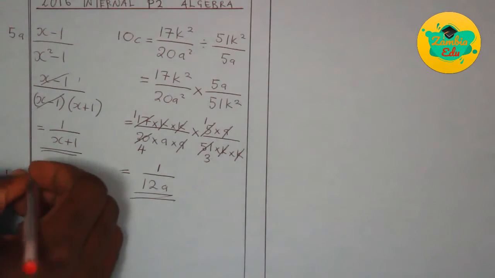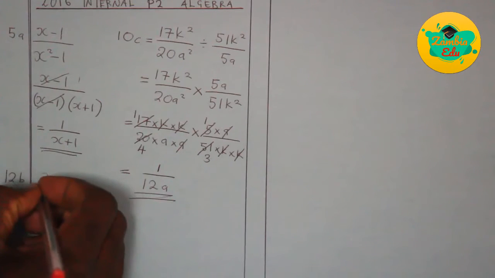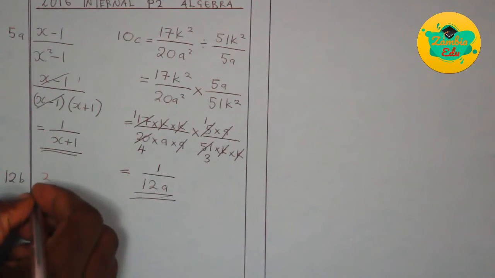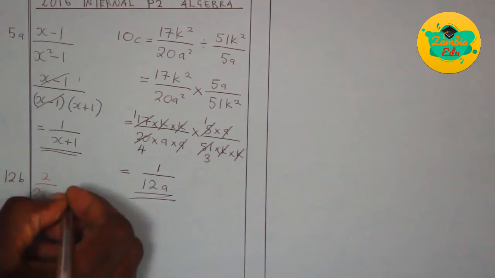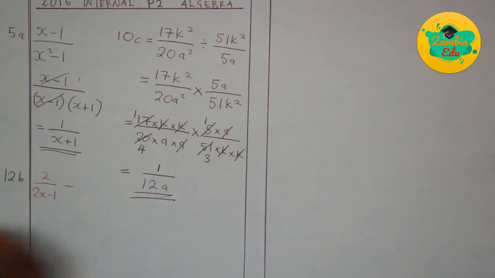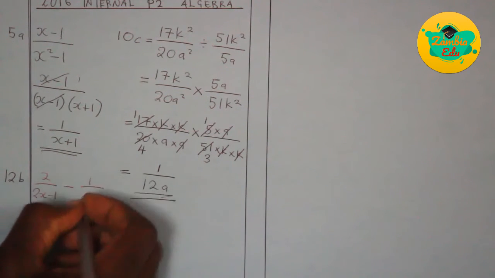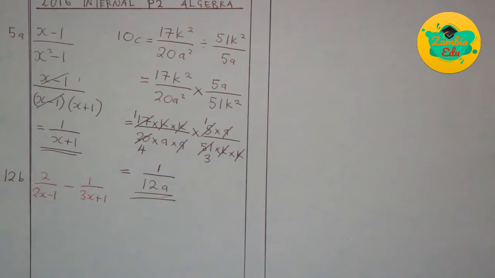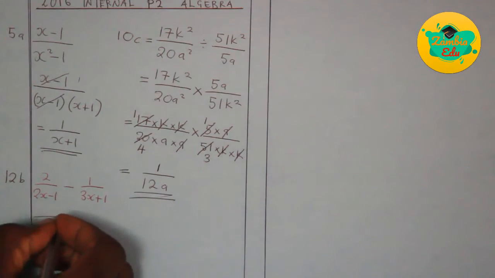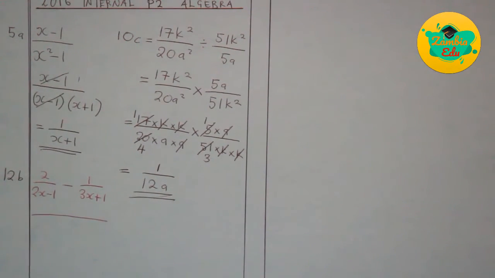So what we are considering is 2 over 2x minus 1, subtract 1 over 3x plus 1. Those are 2 fractions that we have, but then we have to express them as a single fraction in its simplest form. So first things first, you get the common denominator there.